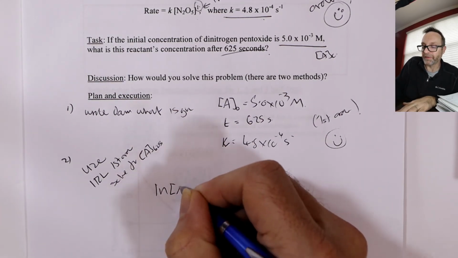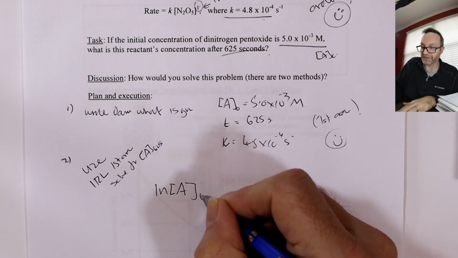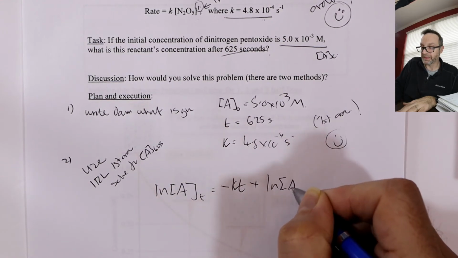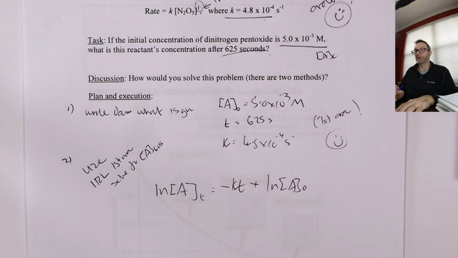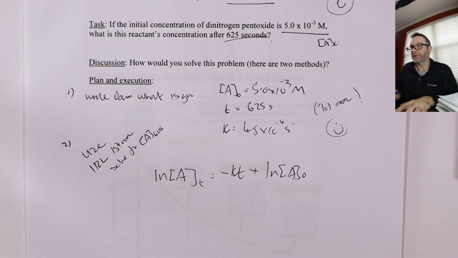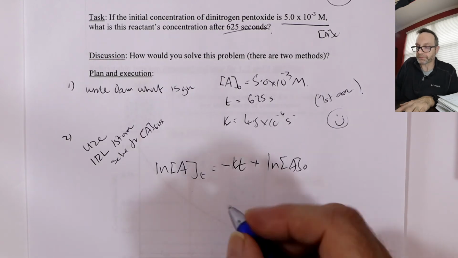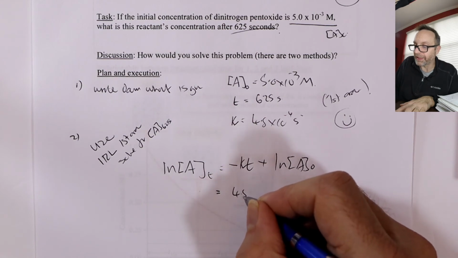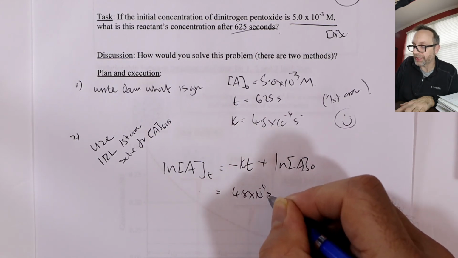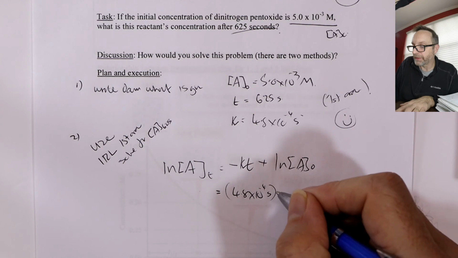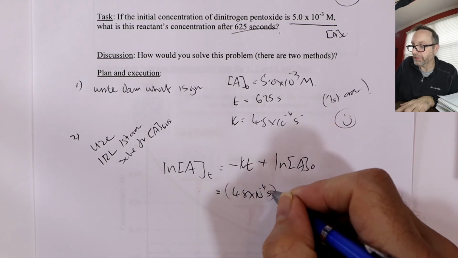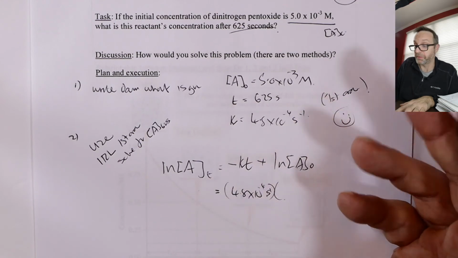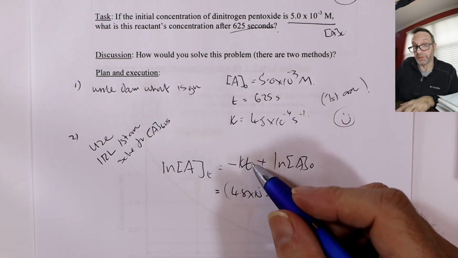Natural log of A at t equals minus kt plus natural log of A0. So that's our equation. We're just going to plug in the numbers. K is 4.8 times 10 to the minus 4 seconds to the minus 1. Careful with the units, because seconds to the minus 1 times seconds just gives me a number, which we'll need in a minute.